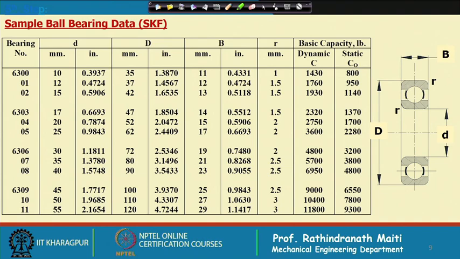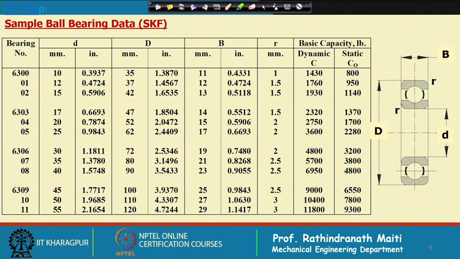Now, this is a typical extract from an SKF catalog of the ball bearing. What we find is that this series of the bearing is 63. Now, 6300 means it is 10 millimeter diameter, 01 is 12, 02 is 15. That means for 6302, whether it is SKF, FAG or any company, the inside diameter ID will be 15, OD will be 42 millimeter, and width will be 13 millimeter, and corner radius will be 1.5. These are standard for all bearing companies, it will be the same.